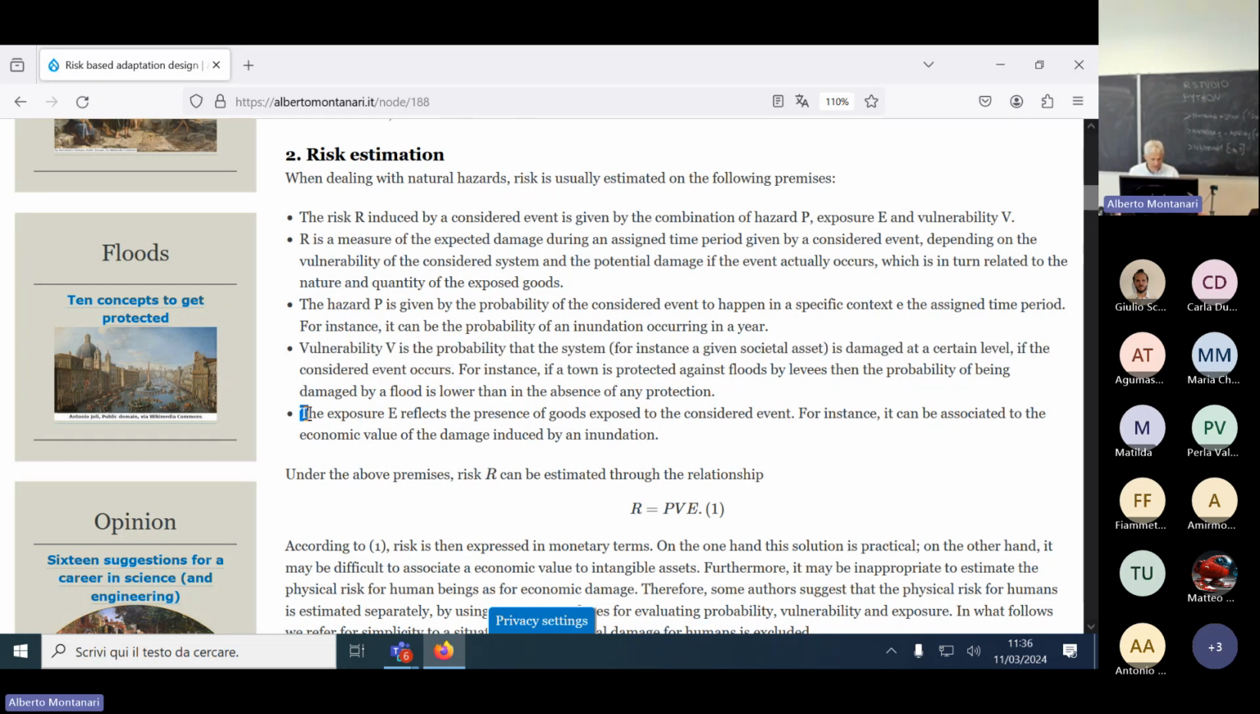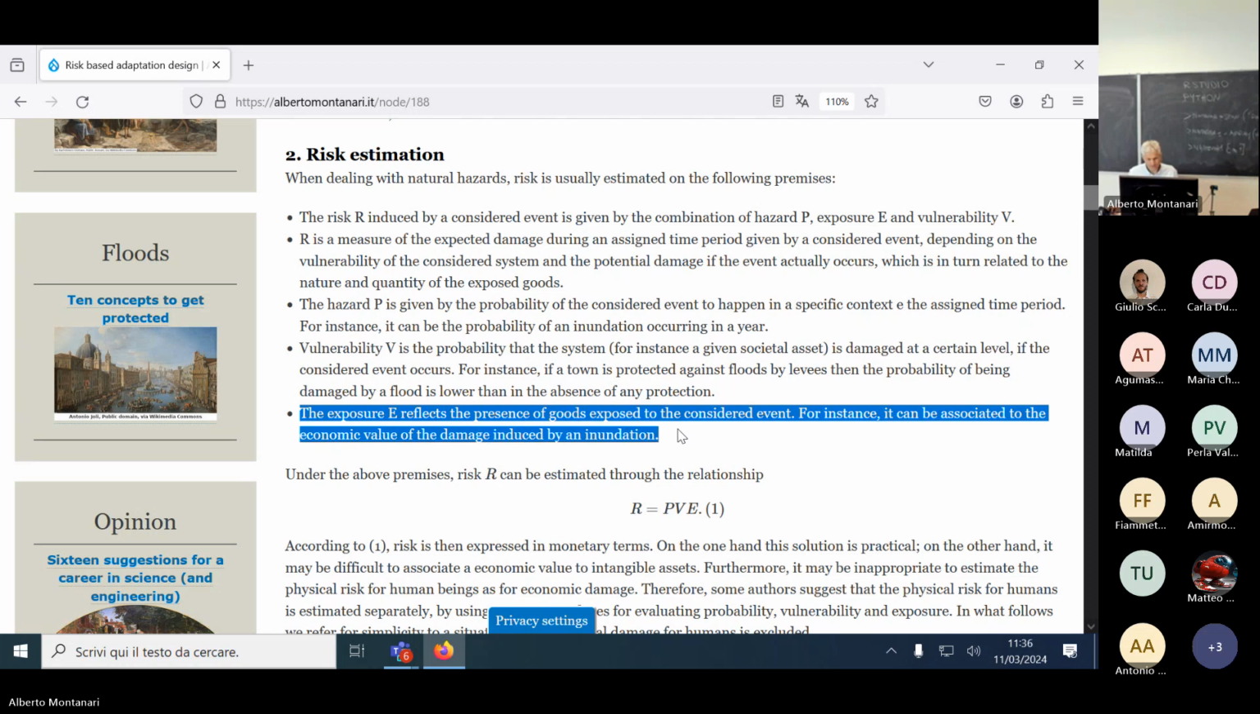Now, what is E? E is a measure of the damage if the event occurs and vulnerability is 1. So the event occurs, the city is not protected, is flooded. What is the economic damage? It's E. So E reflects the presence of goods exposed. This is why we consider exposure to the considered event.